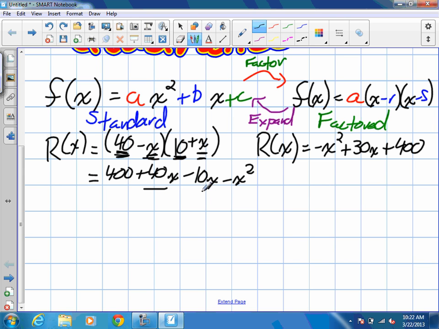Collect our two like terms. And I'm going to rearrange it to put the variable with the highest exponent first. So, what will the very first term be? Negative x squared. That's right, negative x squared plus 30x. I'm going to try to combine those two in one step. And then plus 400. If you notice, that's identical to what's up here. Let's do the same thing.